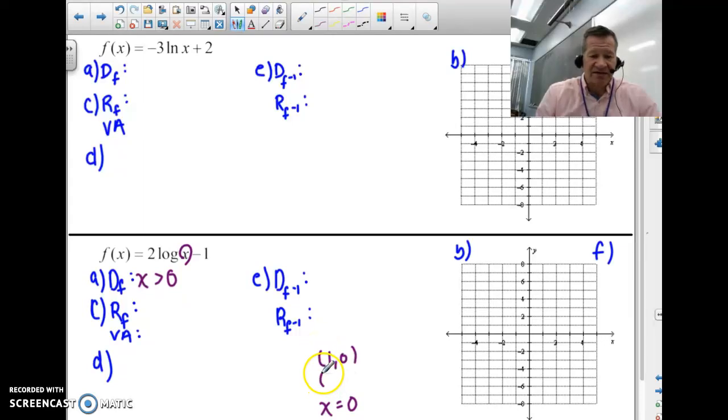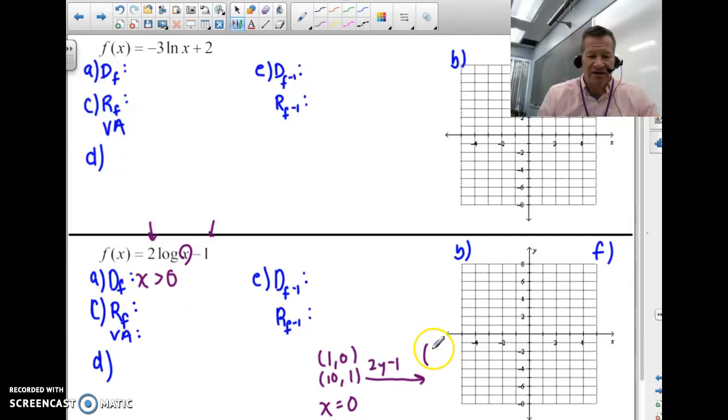And if I put the base in, which is 10 in this case, the log of 10 will give me 1, because 10 to the first power is 10. Now let's do our transformations. Nothing is happening inside the function. Outside the function, I'm multiplying by 2 and then subtracting 1. So that'll affect the y values, 2y minus 1.